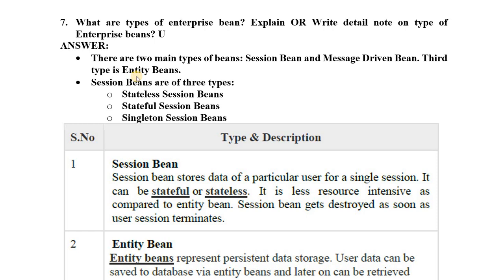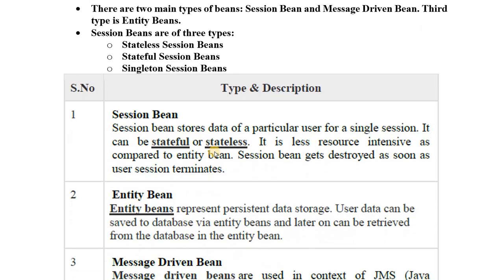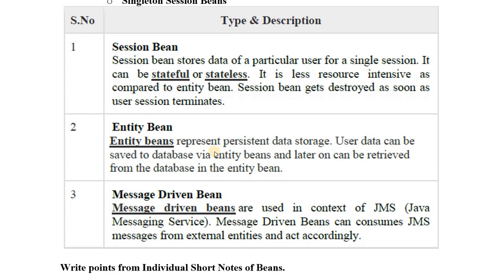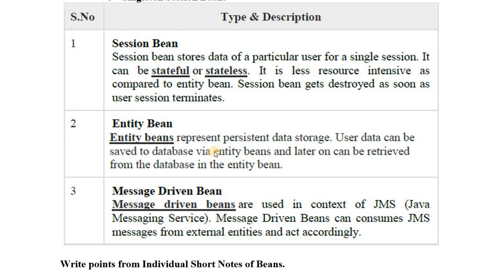The next question that we will deal with is type of enterprise beans. Now there are three main types: session bean, message driven bean, and the third one is entity bean. The session beans are further divided into three types: stateless session bean, stateful session beans, and singleton session beans. Now when types of beans is asked, it is important that you cover major points in each of these types and subtypes. So let us come to the session bean.